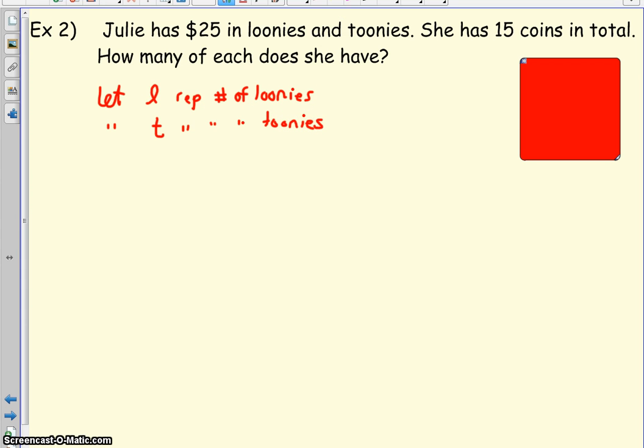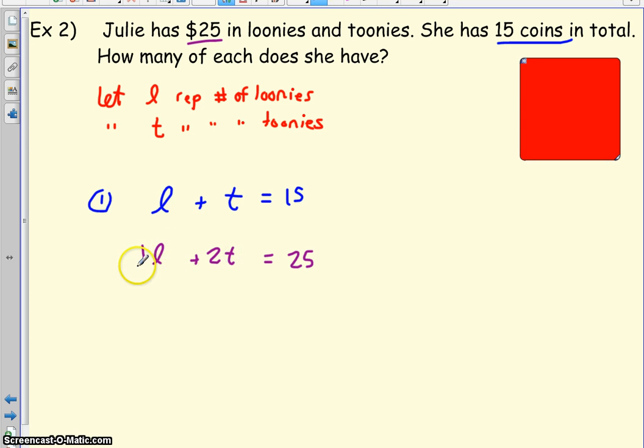So we've got to create our equations for this one. This is not one we've already set up in an earlier lesson. We have 15 coins in total, so that should tell us that number of loonies plus number of toonies, i.e. L plus T, is 15. That gives us one equation. For the other equation, we can look at the fact that we have $25 in total. If we have $25 in total, where does that value come from? Well, we get $1 for every loonie and $2 for every toonie.